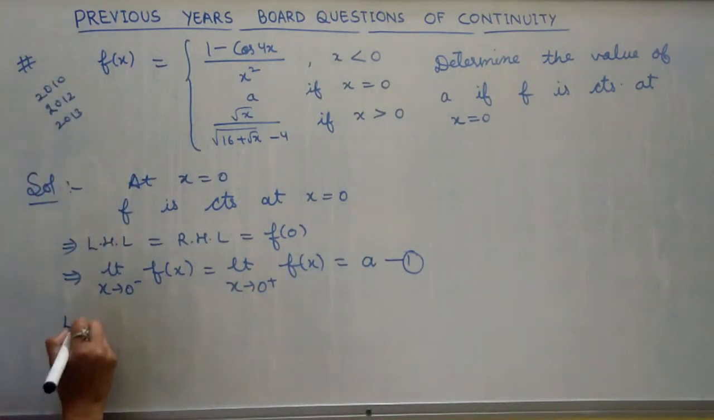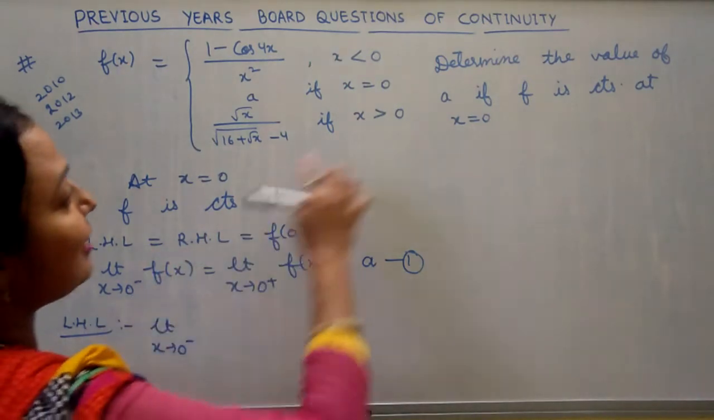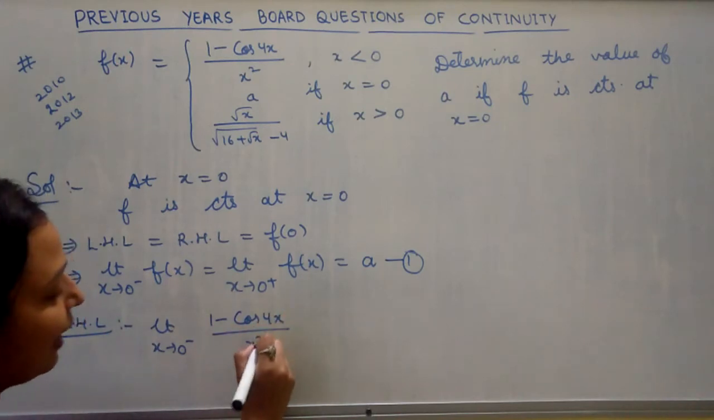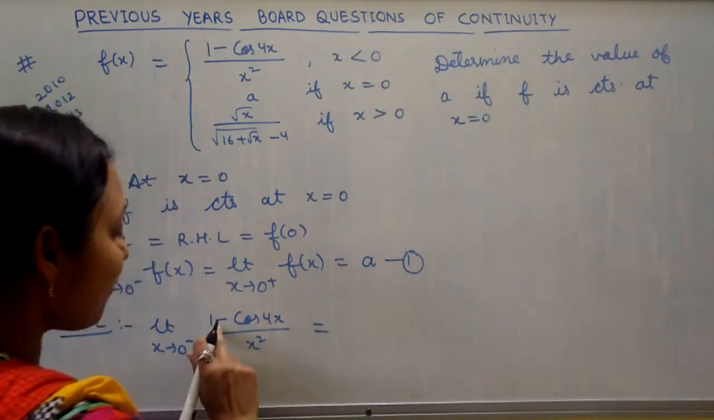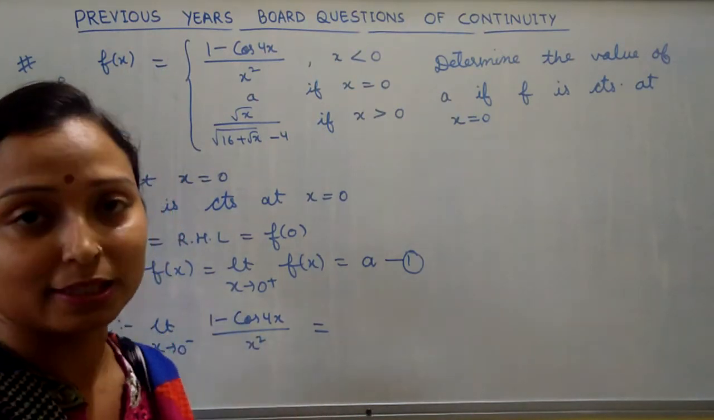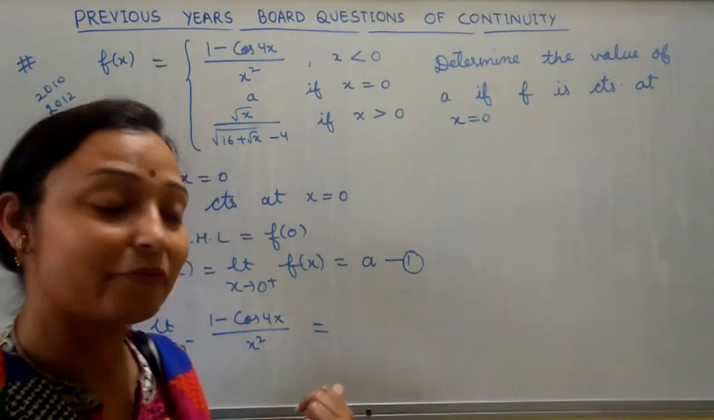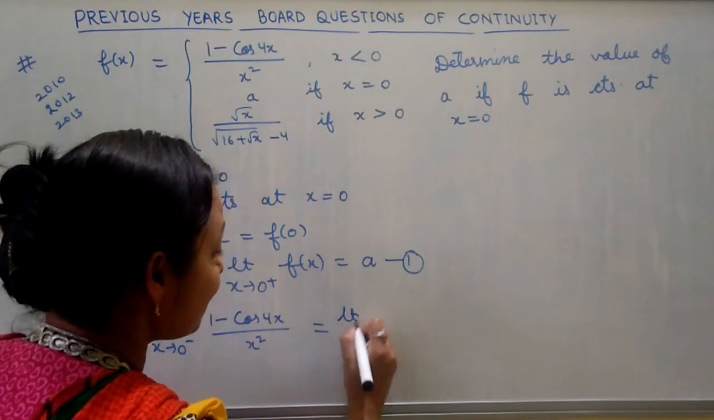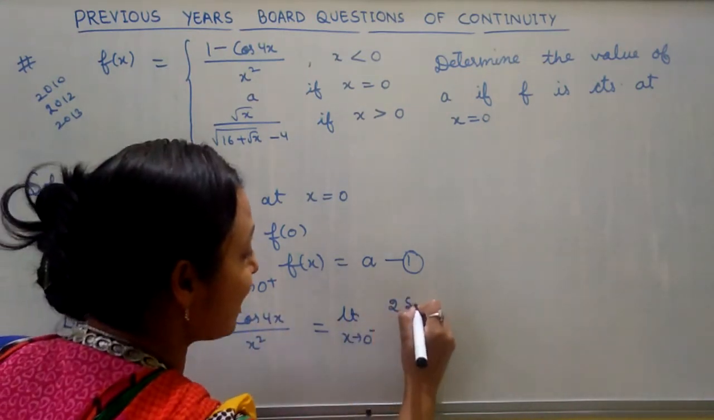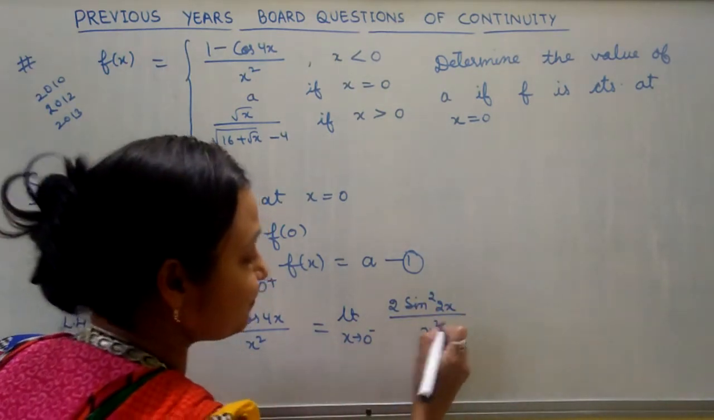Okay, take the left hand limit. When you take left hand limit x approaches 0 negative, f(x) for x less than 0, I will take (1 minus cos 4x) upon x square, right? So I will change 1 minus cos 4x using the trigonometry formula. This formula comes from your trigonometry in class 11th. You have to use this formula. Limit x approaches 0 negative, it has 2 sine square 2x, okay, divided by x square.